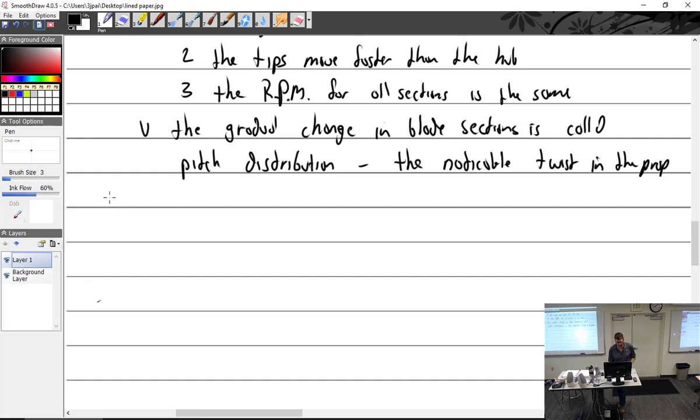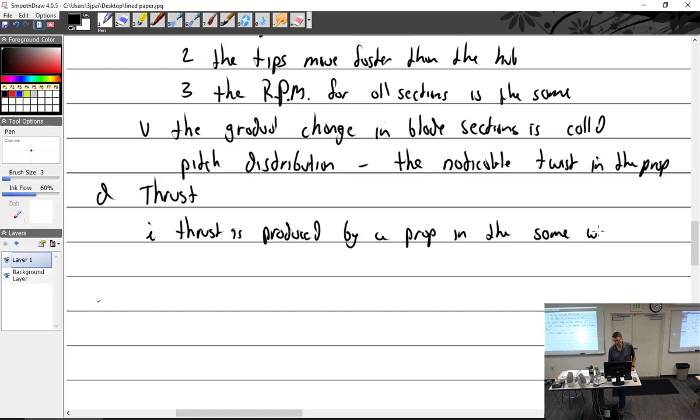Let's review thrust. I got this right out of your Q&As, so there's my quote on that. According to the Q&A, thrust is produced by a rotating prop. I'm just going to say prop because you get the idea. It's rotating in the same way lift is produced by a wing.